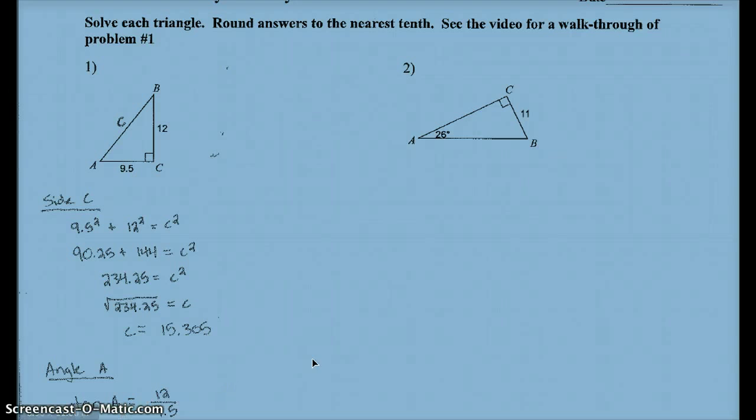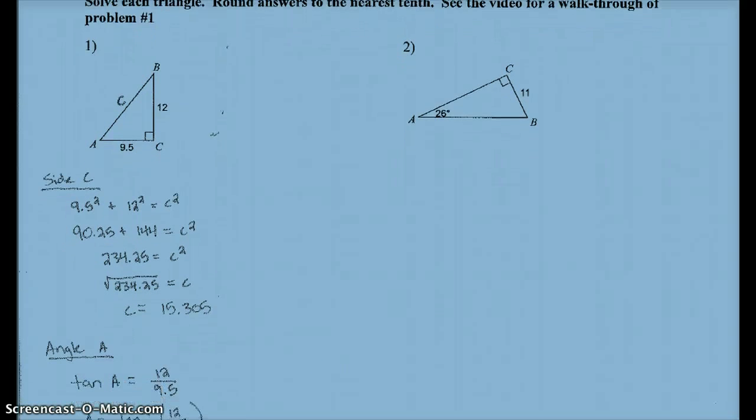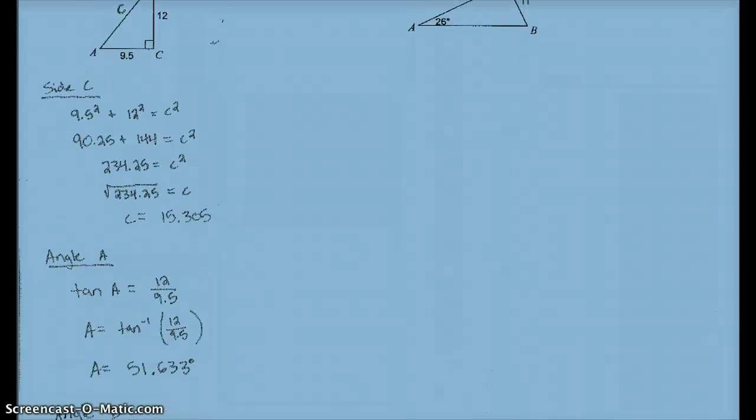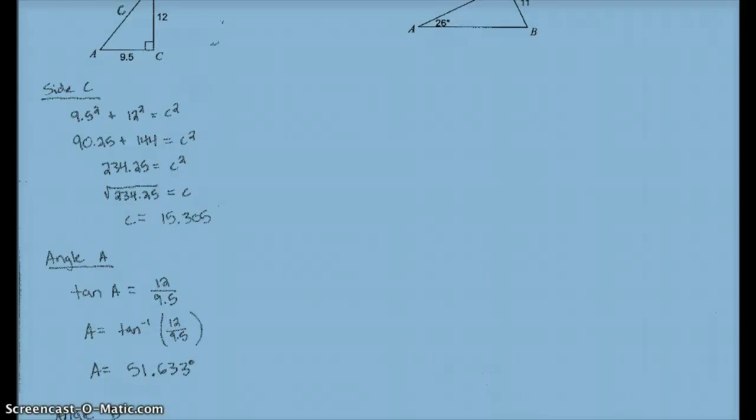So the tangent of angle A, as you can see right here, is going to equal 12 over 9.5. I can then use the inverse tangent button on my calculator to find what this angle is. On your calculators, you'll usually have to hit the second button, and that inverse tangent button is probably going to be the same button as the tangent button. And when I do that, I find out that angle A equals 51.633 degrees. Again, I rounded to the nearest thousandth there.